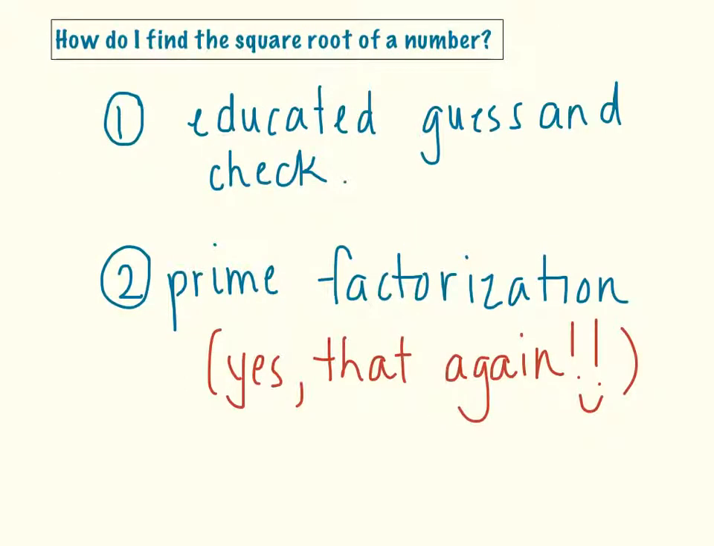How do we find the square root of a number? Well, we can do one of two things. We can use an educated guess and check, or, yet again, we can use prime factorization.